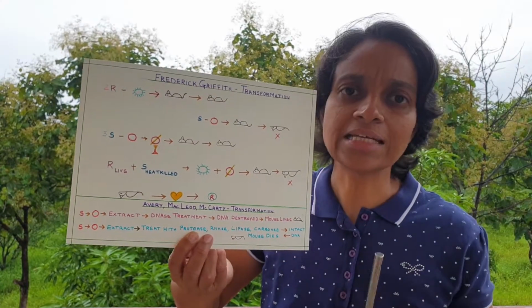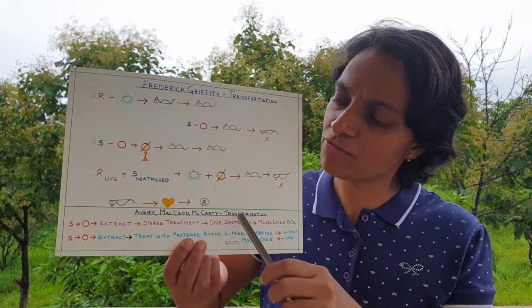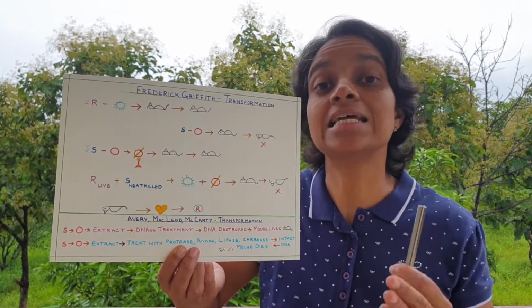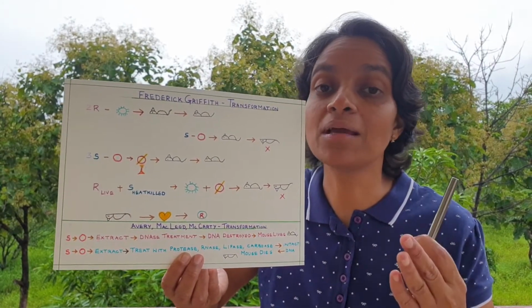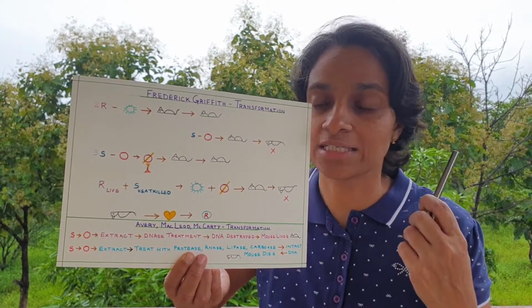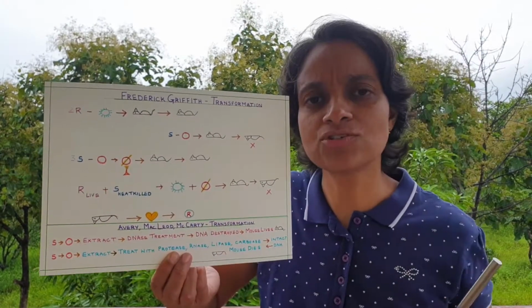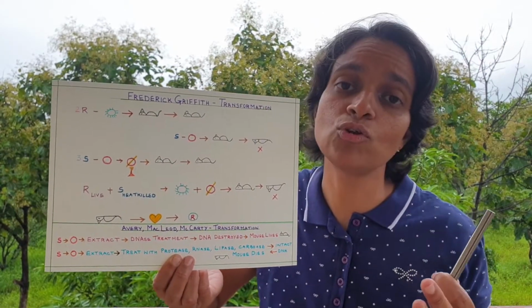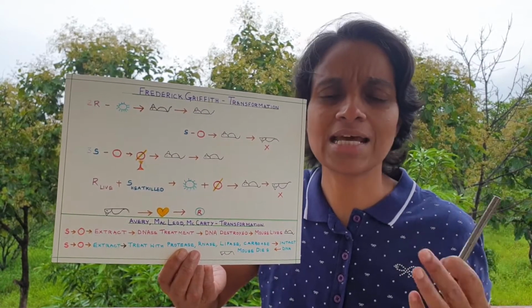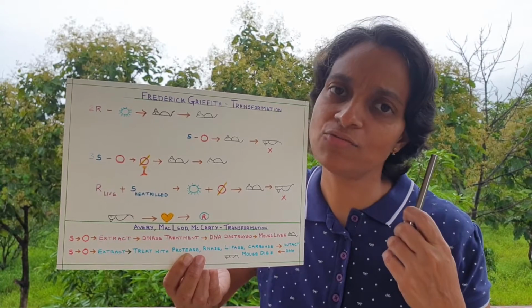But both are related because the conclusion that can be drawn from both these experiments is that DNA is the transforming principle. DNA is the one that passes the traits. Now, how this was done was, first, Griffith was trying to come up with a vaccine for pneumonia. Pneumonia was a deadly disease back then, and Griffith was working on a vaccine for pneumonia.